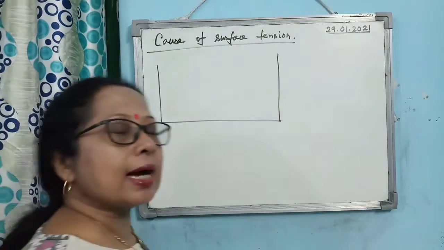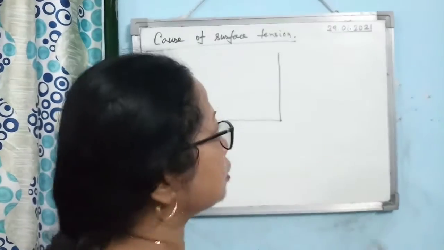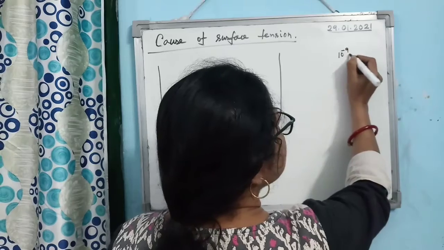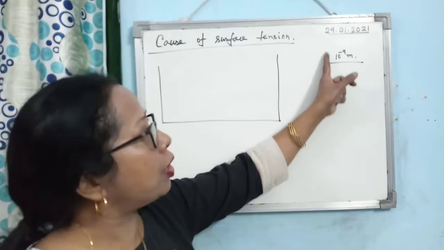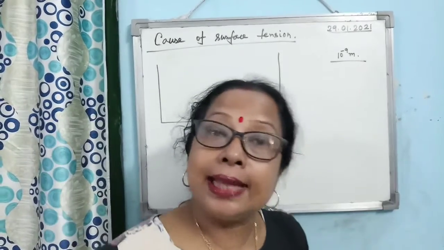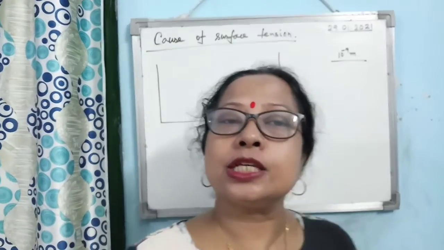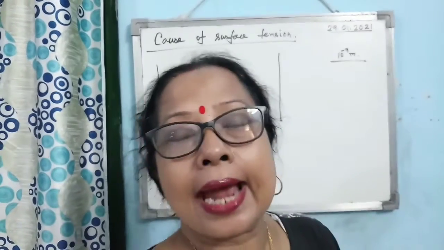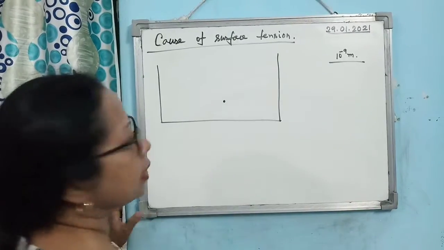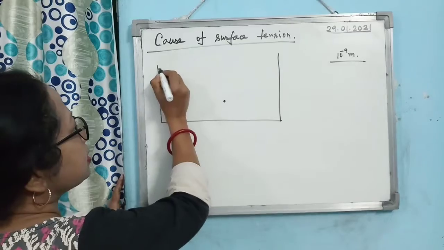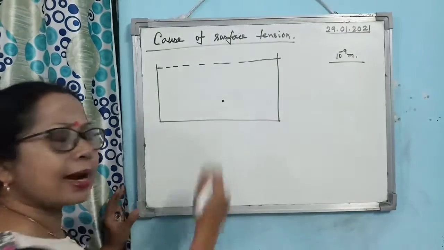Now, consider the molecules of a substance. When the distance between the molecules is equal to or less than 10 to the power minus 9 meter, then only will they attract each other. If the distance is more than that, they cannot attract each other. So consider a molecule here, where this is the free surface and you have taken the molecule quite inside the liquid.